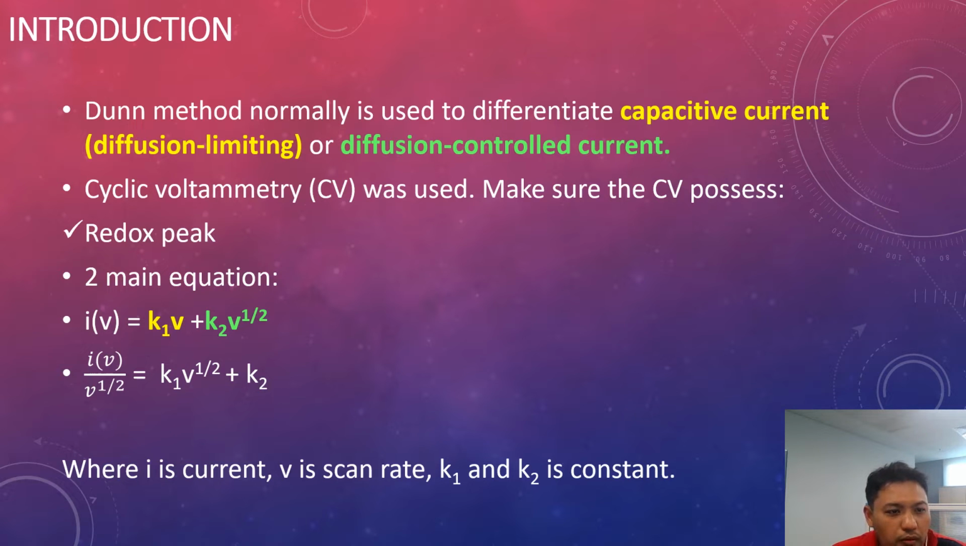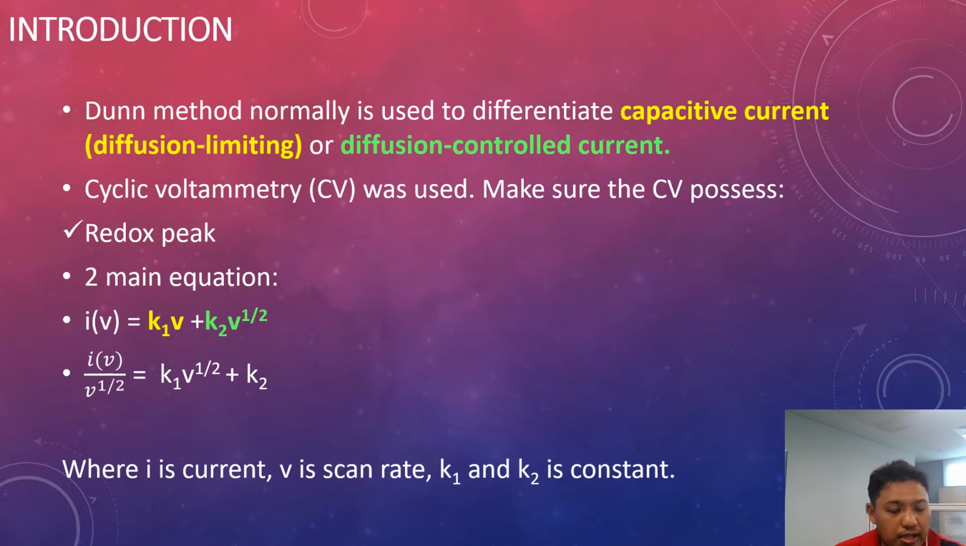So these are two important formulas in this step. The first one is the current at a certain, fixed potential, equal to k1v, where v is the scan rate, plus k2v power half, scan rate power half. Then we want to make it into a linear equation, y equals mx plus c. So we divide our equation by the scan rate power half, and we get I divided by scan rate power half equals k1v power half plus k2. So this mimics the linear.